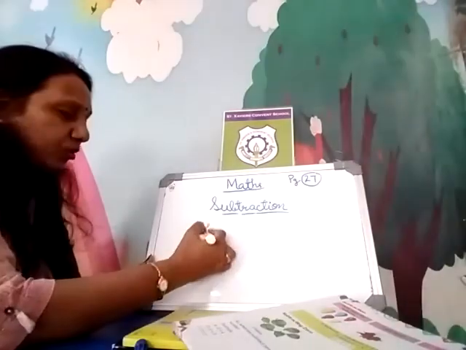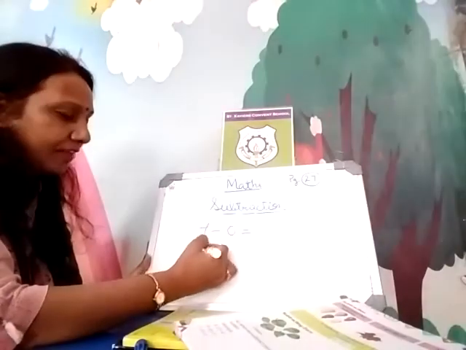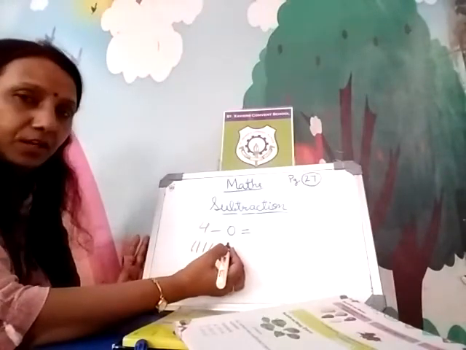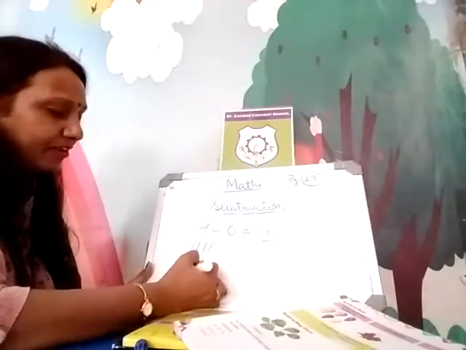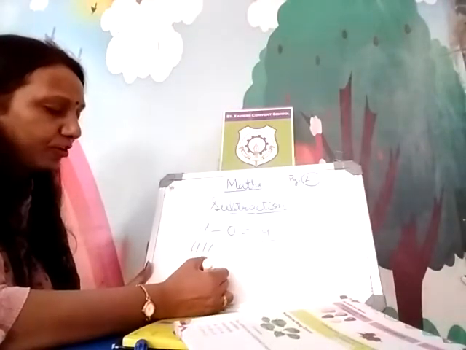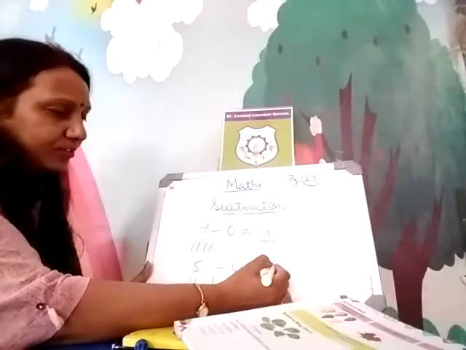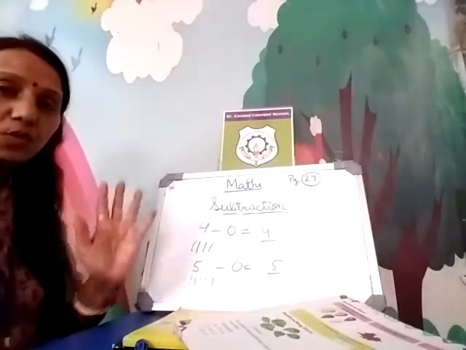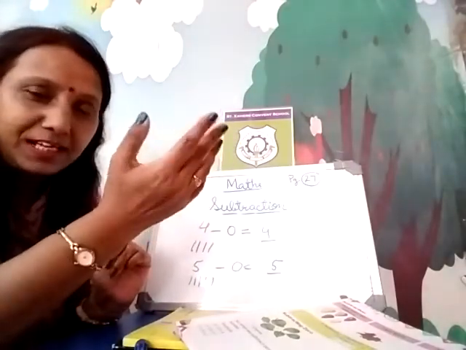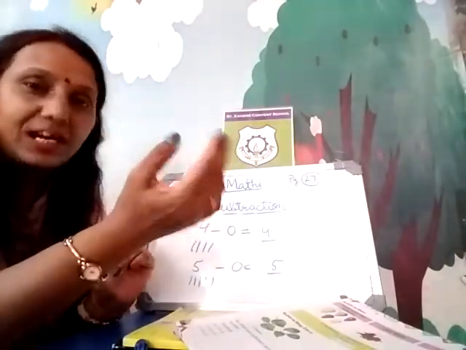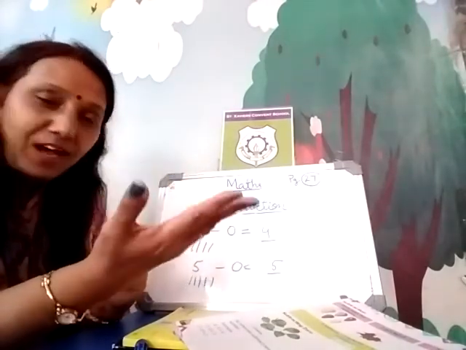If you take 4 things and minus 0, it means you are having 4 things, but you do not cut, you do not minus. So the answer will be 4. You are having 5 things, 1, 2, 3, 4, 5 lines, minus 0. So what is left? All 5 are there. You are having 5 toffees, not given to anybody, all 5 toffees are with you, so the answer is 5.